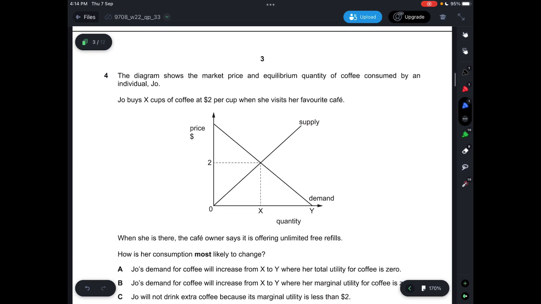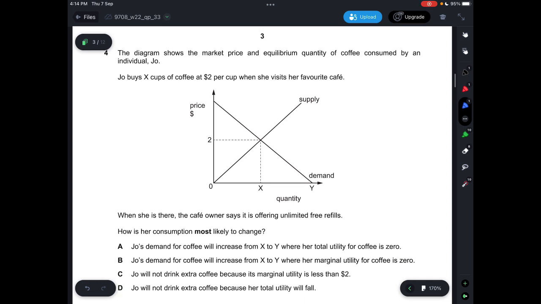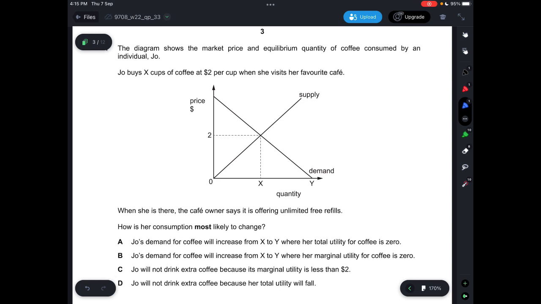Question 4. The diagram shows the market price and equilibrium quantity of coffee consumed by an individual, Joe. Joe buys X cups of coffee at $2 per cup when she visits her favorite cafe. When she's there, the cafe owner says it is offering unlimited free refills, and how is her consumption most likely to change? Now, for this question, basically we're talking about marginal utility.